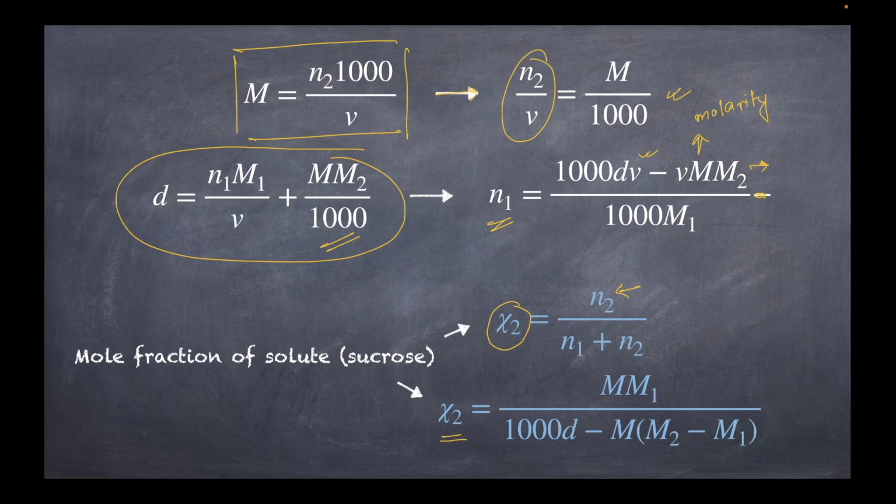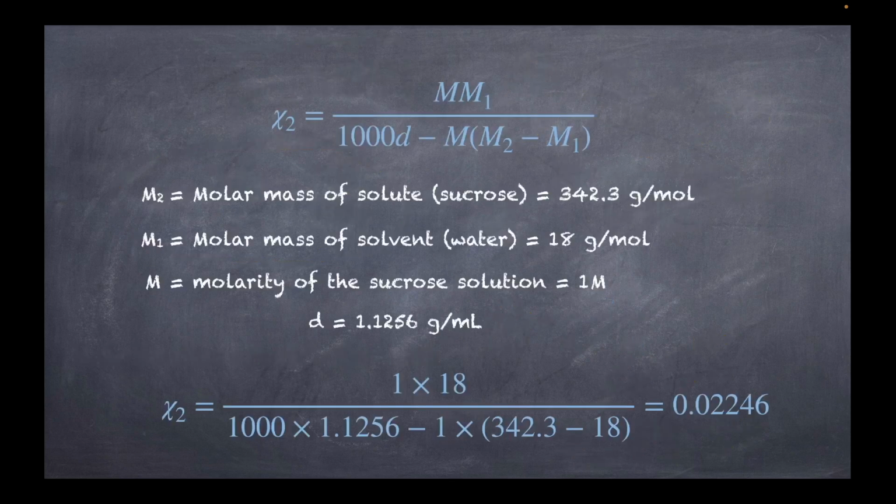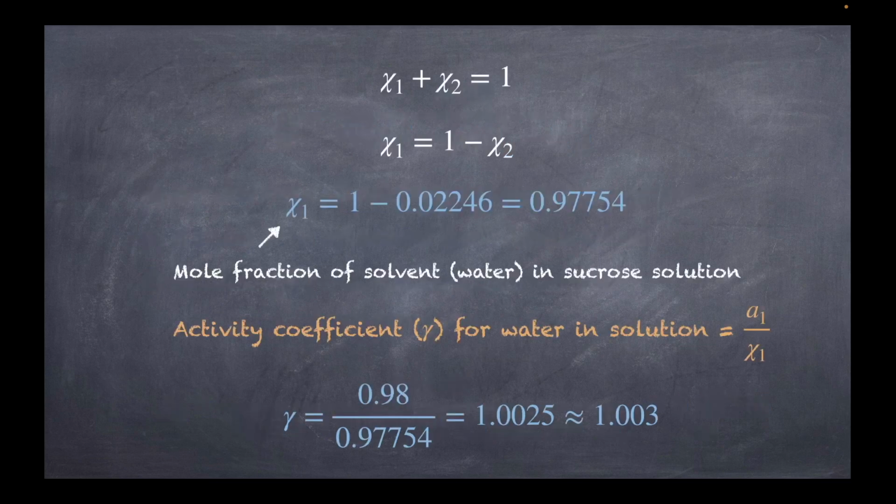Now we know all the values here. We know the molarity of the solution, that means 1 molar, it is given. We know the molar mass of the solvent, that means water, 18 gram per mole. We know the density here, 1.1256, it is given. m also is known. M2, molar mass of the sucrose, is also given in the question, and M1 is also known. So by putting all these values we can get the value of x2, that means mole fraction of solute or sucrose in our solution. So the value of x2 is 0.02246.